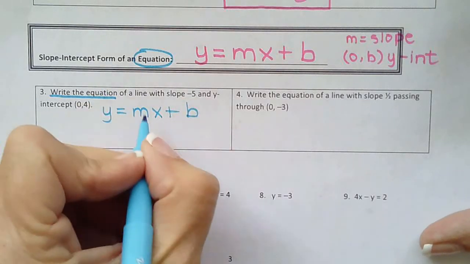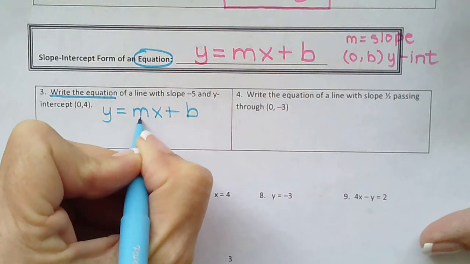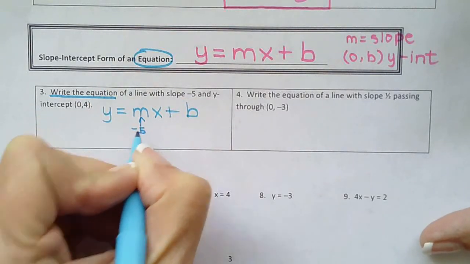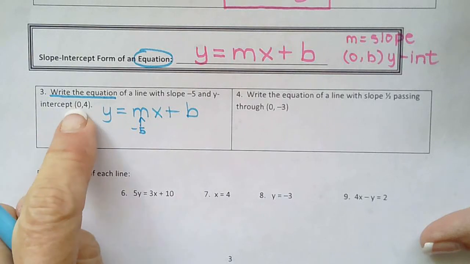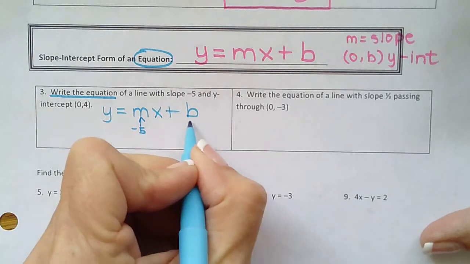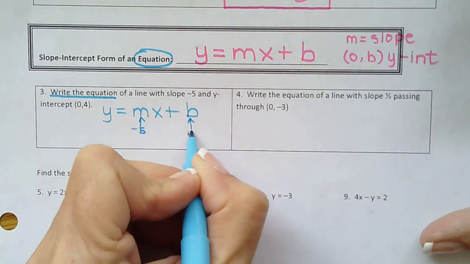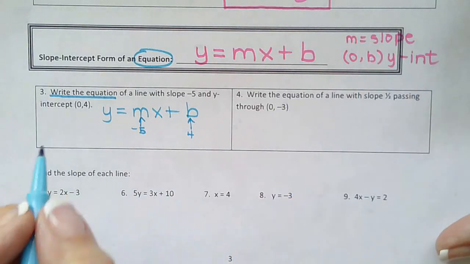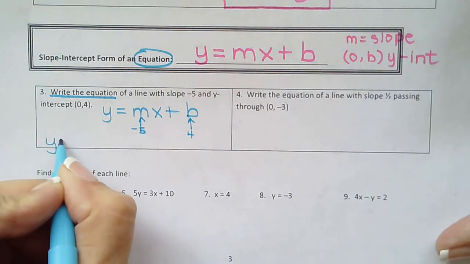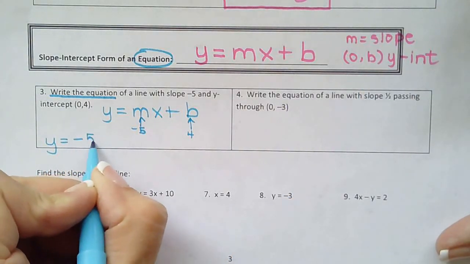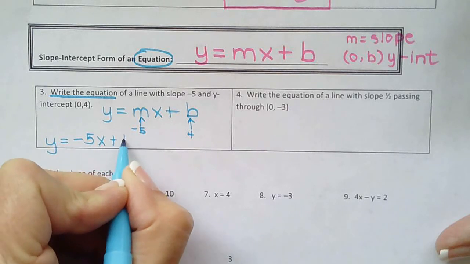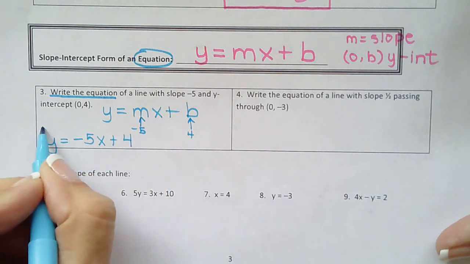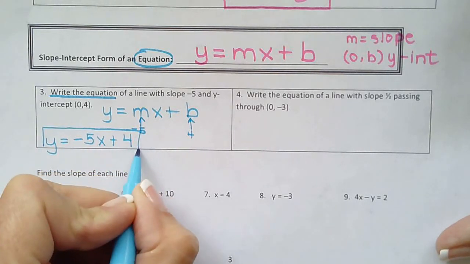Slope is -5. So that means in place of m, I need to put -5. The y-intercept, x is always 0, is 4. So I need to put 4 here in b, because we just said that b was the y-coordinate of the y-intercept. So my answer for this will be y equals -5x plus 4. And we always leave our x and y in the problem.